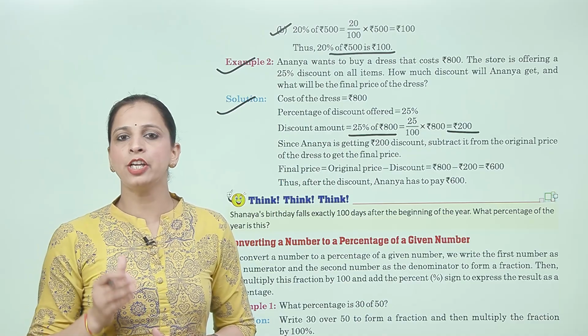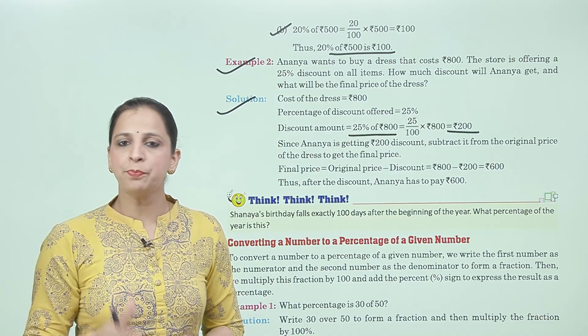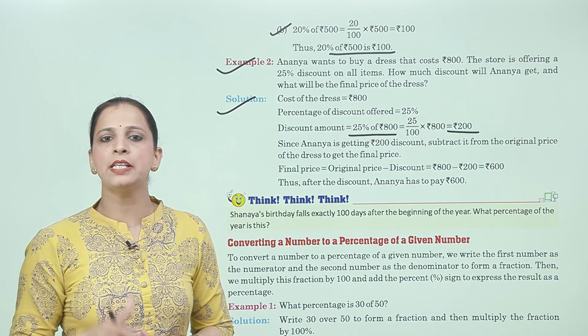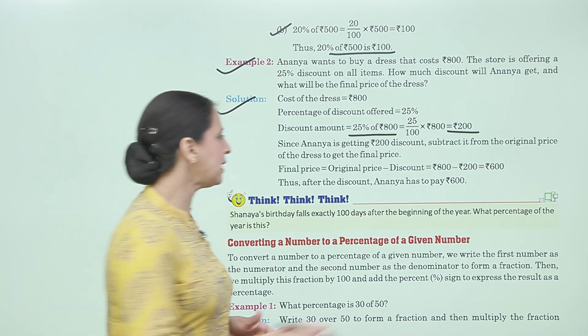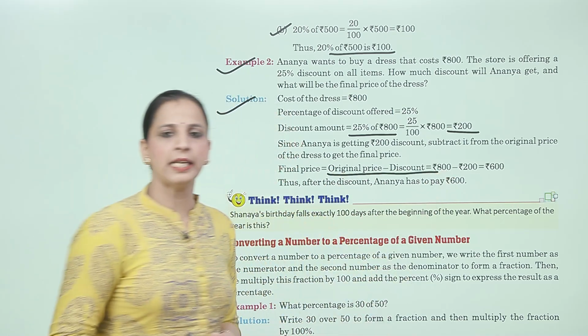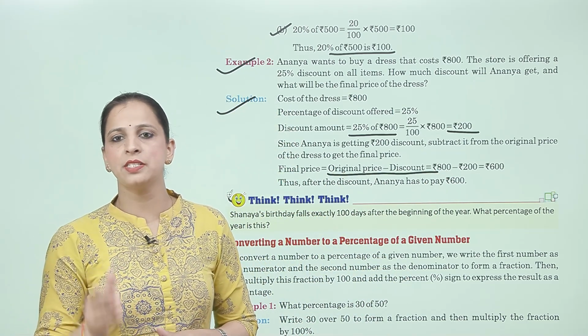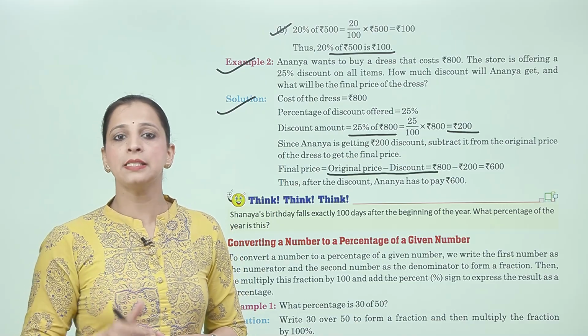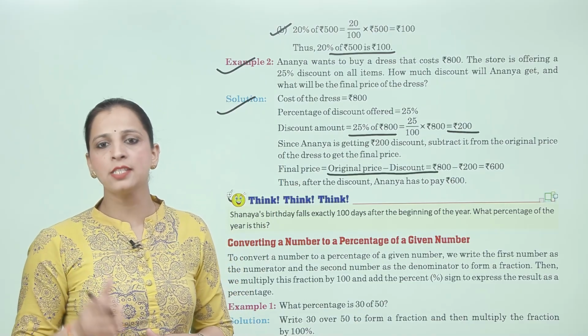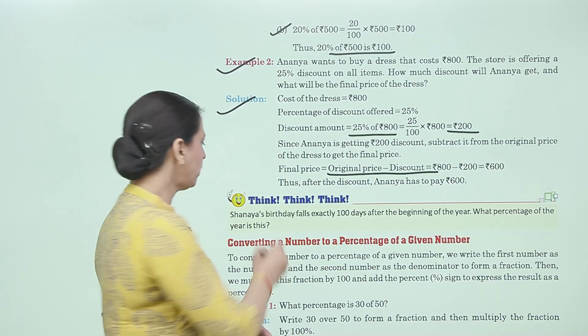Since Anaya is getting rupees 200 discount, subtract it from the original price of the dress to get the final price. So final price is original price minus discount, that is 800 rupees minus 200 rupees is equal to 600 rupees. Thus after the discount, Anaya has to pay rupees 600. Now think.